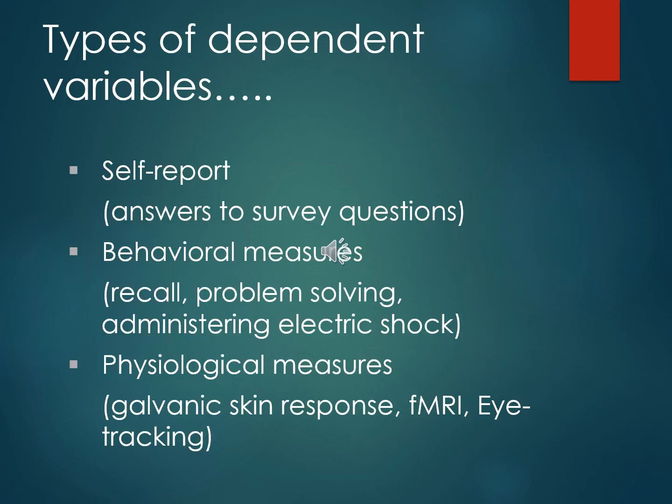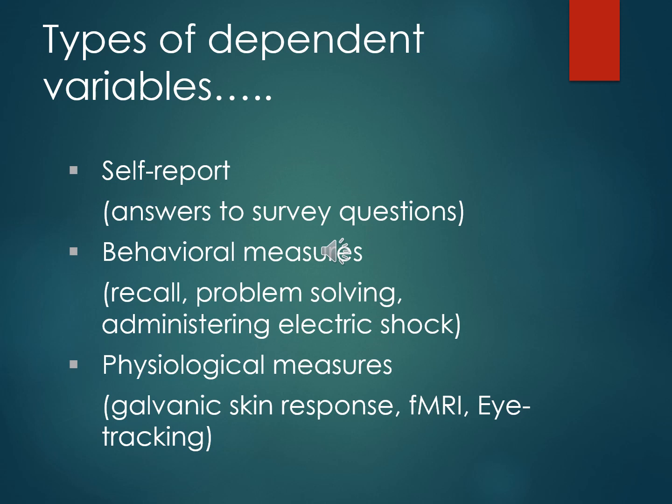Now, types of dependent variables. I can think of three different kinds of dependent variables here. Number one is self-report. That's an answer to survey questions in which the experimenter trusts the content of the answer given to the survey. That's a self-report. That's not very trustworthy, right? And then there are behavioral measures, which are more trustworthy.